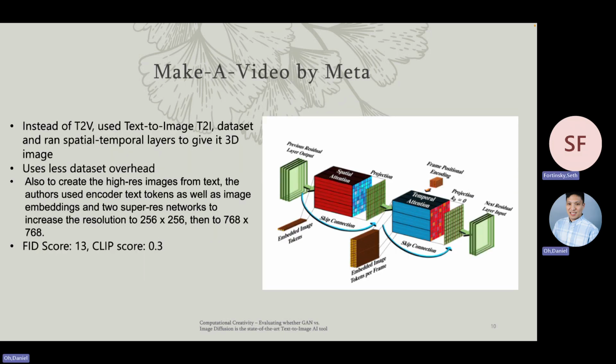Make-A-Video was an example of using text-to-image datasets with set spatial temporal layers to give it a 3D image. And this also generated great videos with a FID score of 13 and CLIP scores of 0.13.